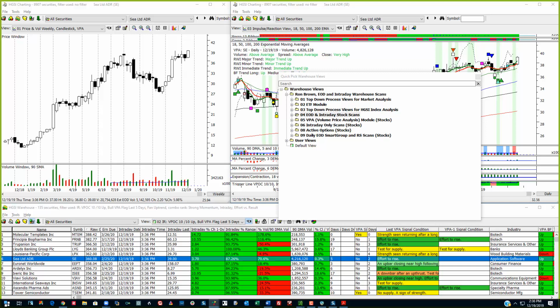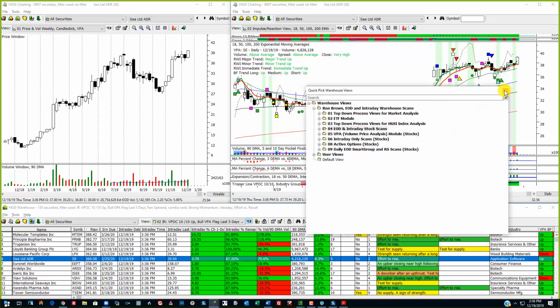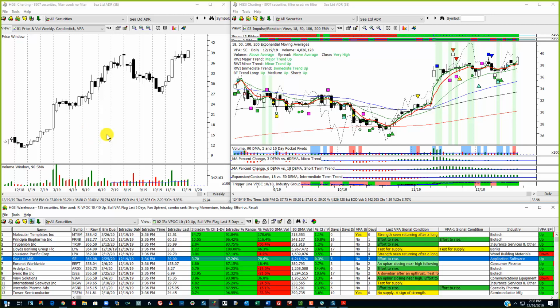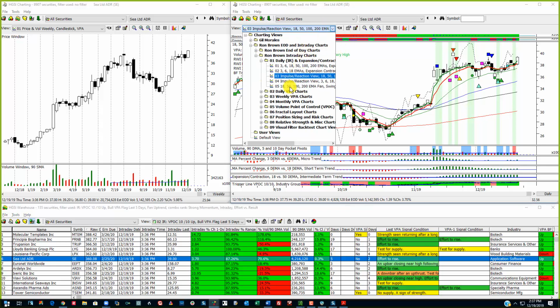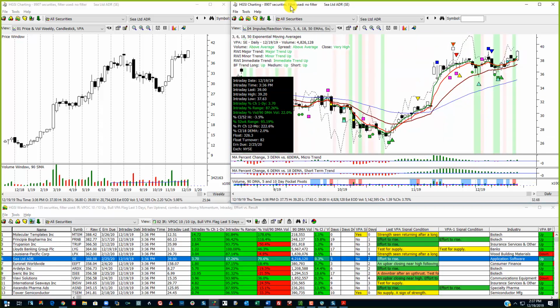There's the PDF again that I just covered. Anyway, as you can see, and you know this by now, I like to set up my monitor with the warehouse views and my scans. I like a weekly chart and I like a daily chart, and my daily charts will vary. Now let's take a look at this chart here. Well, I'm on the wrong chart. Sorry about that. I'm going to go to chart number 4 here.